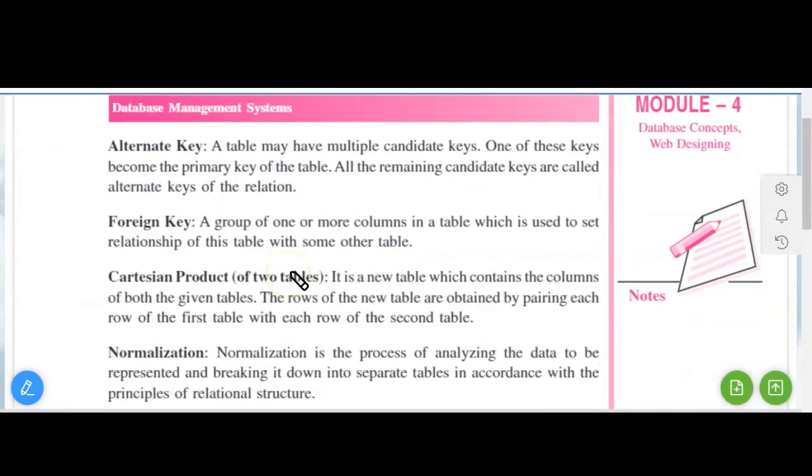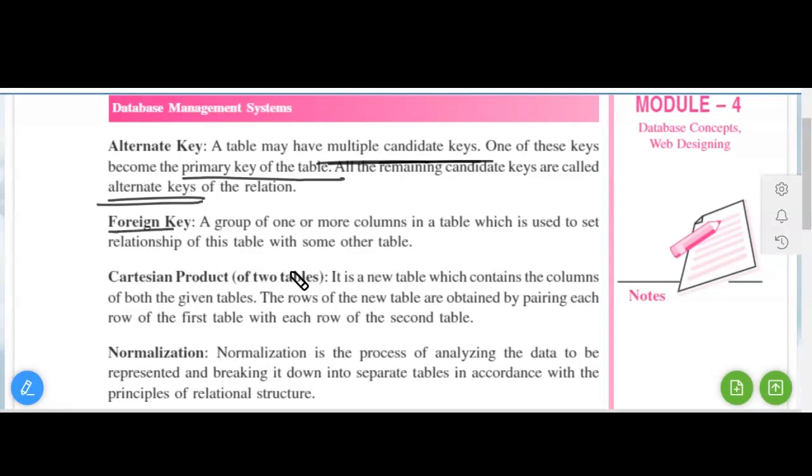Next is the alternate key. What is the meaning of alternate key? A table may have multiple candidate keys. So you can make combinations where multiple candidate keys are available. When one of the keys becomes the primary key, the other keys are known as alternate keys.